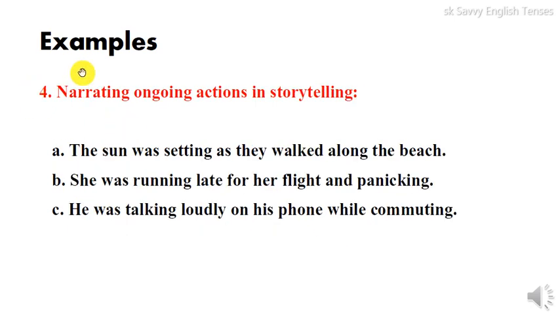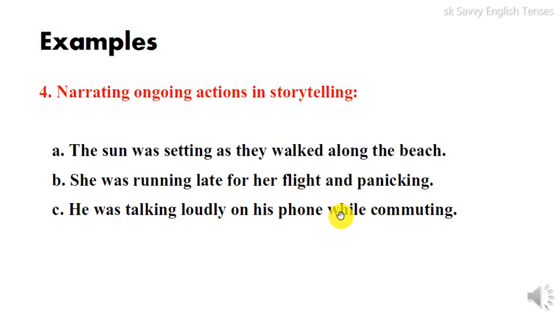Okay, number four is narrating ongoing actions in storytelling. For example, the sun was setting as they walked along the beach. She was running late for her flight and panicking. He was talking loudly on his phone while commuting.